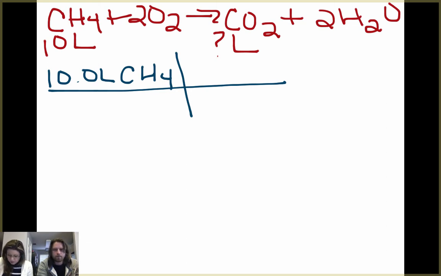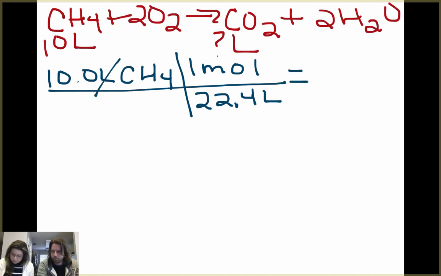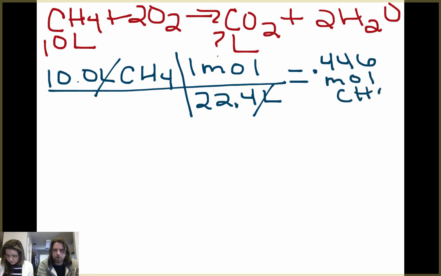So how many liters are in 1 mole? 22.4 liters in 1 mole. And again, we're assuming this takes place at standard temperature and pressure. So liters are here, they cancel out. I'm solving for moles. So I end up with 0.446 moles of methane. And always put moles of CH4 or whatever your compound is. That way you can keep track, especially when you do your mole-to-mole ratio.